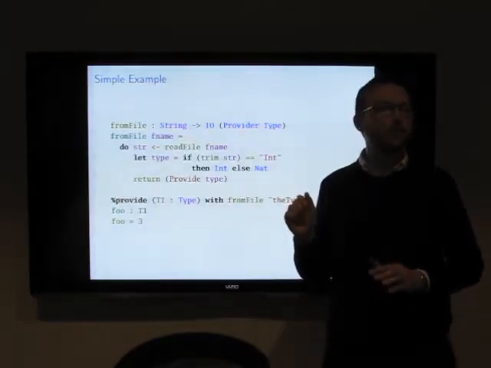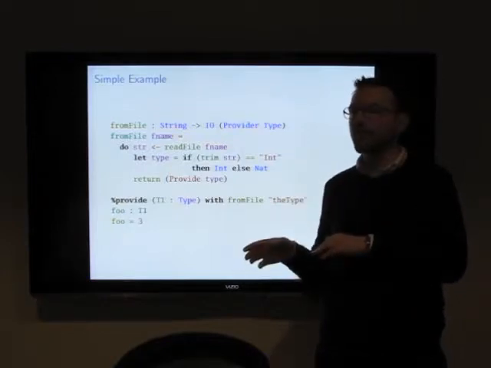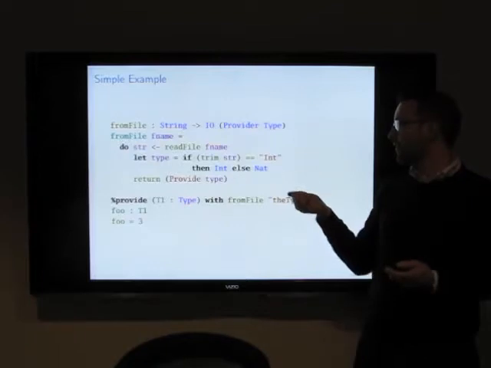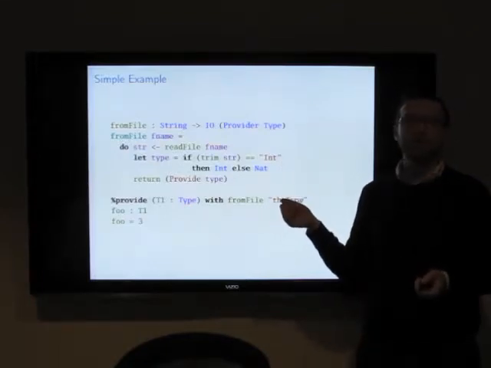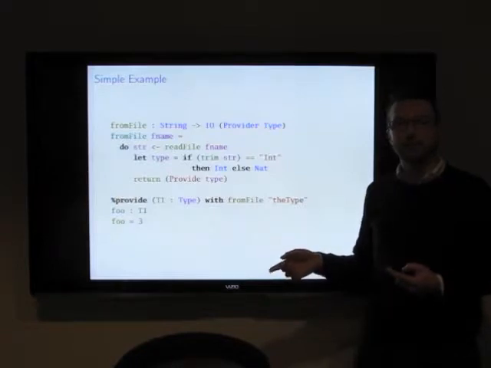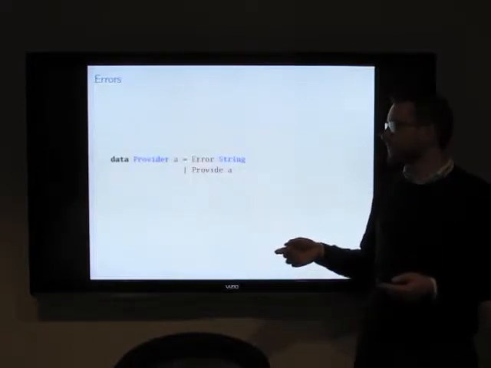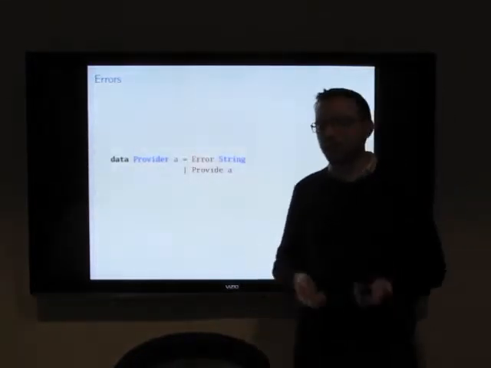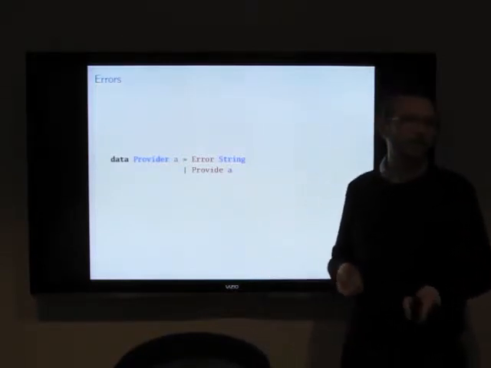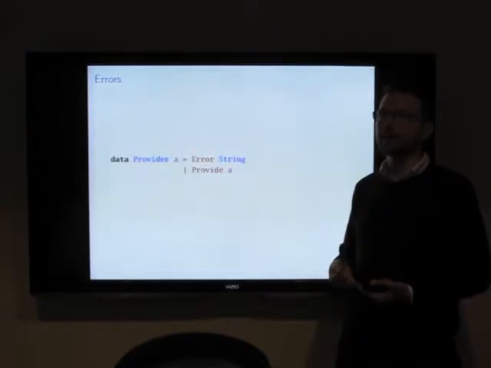But if we go and change the contents of that text file sitting next to my program, the text file called the type to be the string int or the string nat or some other string, the type inside of my program will also change. So if we're going to do this, we want a way of providing error messages. And so that's why we have this type provider rather than having the I/O of type.